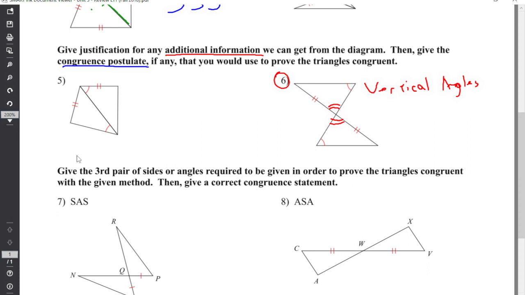Then it asks for the congruence postulate. What method are we using? How many pairs of sides? Well, we just have 1. How many pairs of angles? We've got 1, 2 pairs of angles. And our side is not included between the 2 angles. So therefore, we have angle, angle, side as our method. So that's your process there.